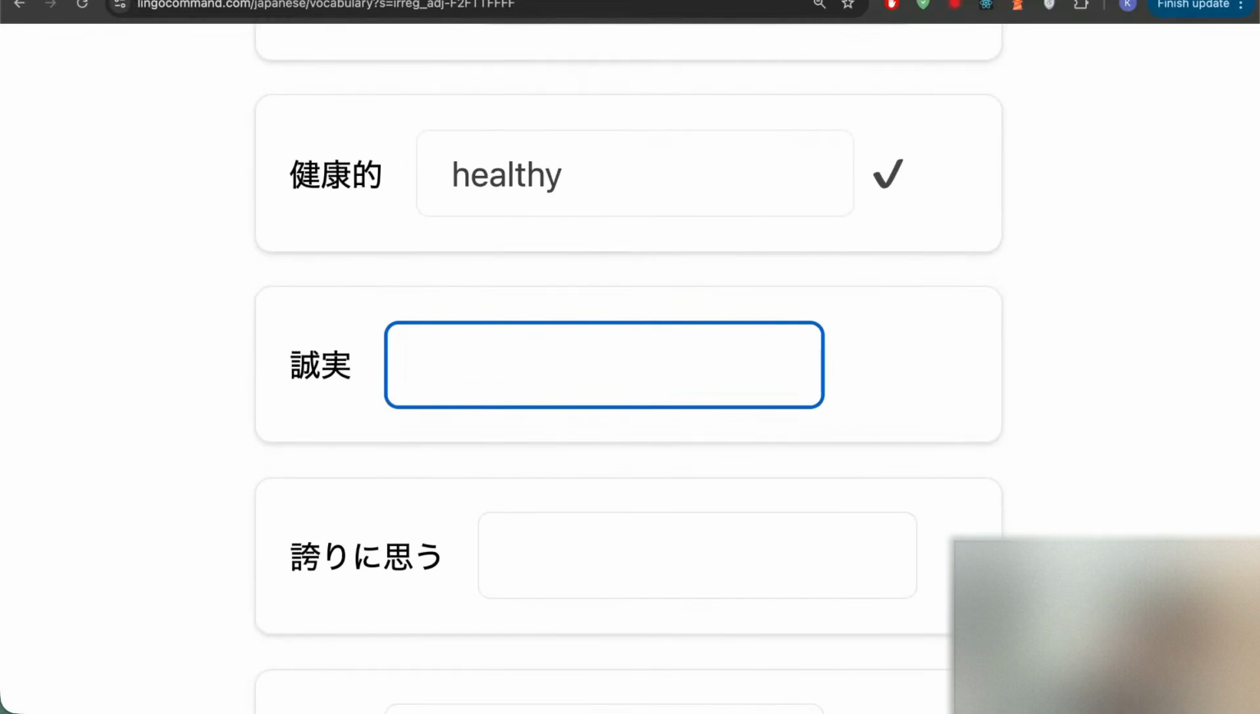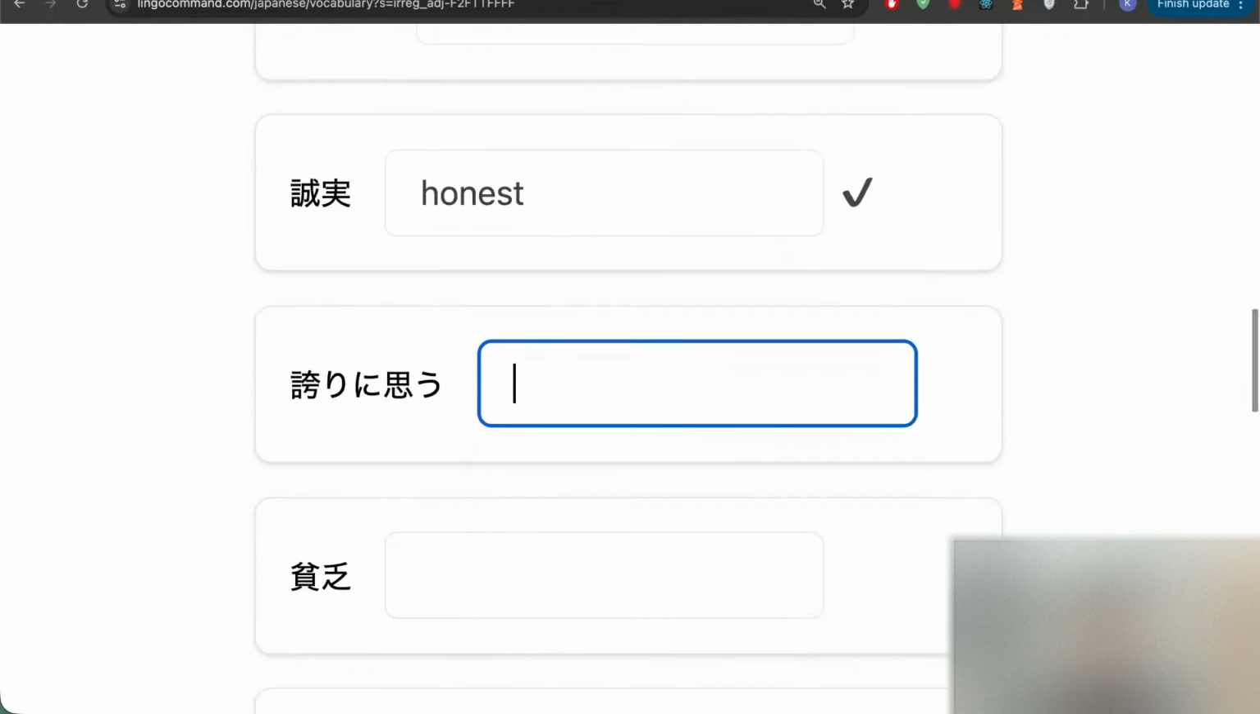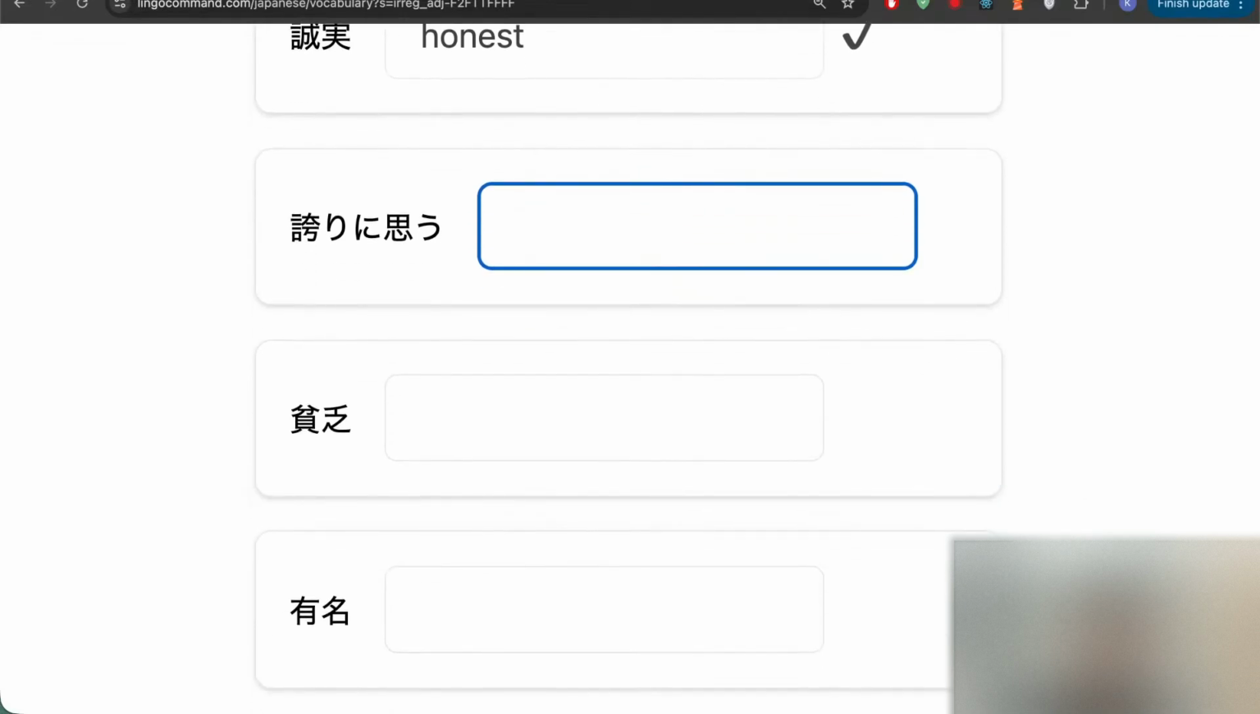This is seijutsu. That second kanji means truth. Its reading is jutsu in this case. And so all of this together means honest. Because if you're honest, you tell the truth, right? And then this is, the hiragana actually really helps here, because this is hokori ni omou. So the kanji here is hoko, and then this is mo. Hokori ni omo. So this is omo.